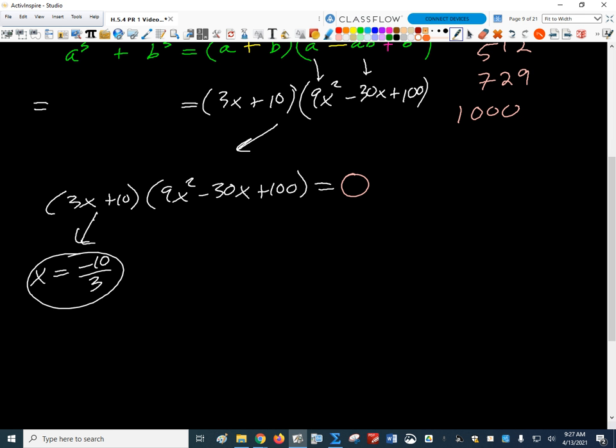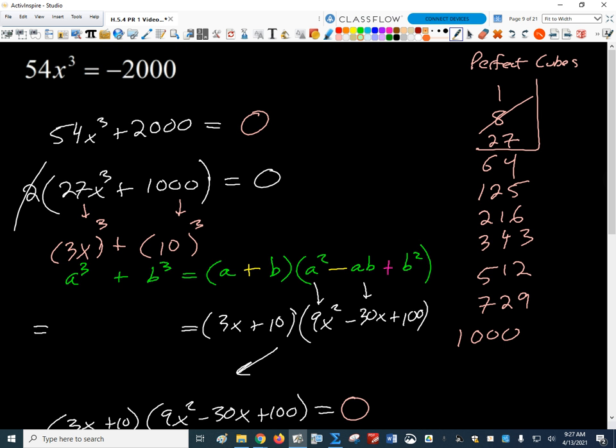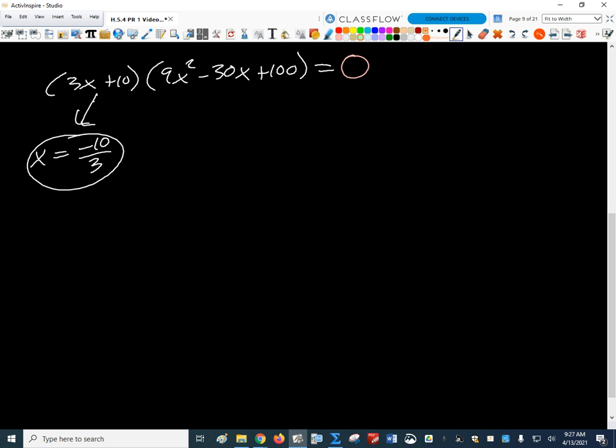But we've got to find the zeros of this quadratic factor also. And remember, this one's always going to be irreducible. There's no way to factor it. We just always have to apply the quadratic formula. And we already know we're going to get i's in our answer, right? So we got to use the quadratic formula. Our solutions are going to be x equals negative b, so that's 30, plus or minus the square root of b squared. What's 30 squared?